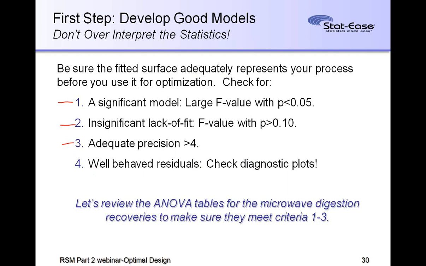Another one that's not on here is that adjusted and predicted R-squared should match closely within 0.2. So if any of these don't happen for a certain response, that means you can't fit a good model of that response. That means you should leave it out of the optimization. Only optimize with something that you have a good model, because the optimization uses those models. If you had a bad model, it's going to drive you to a bad place. It might not be correct. So only use the responses where you got good models. And well-behaved residuals is that last thing. We didn't go through the diagnostics plots, but if you do, you want to make sure those are good as well.